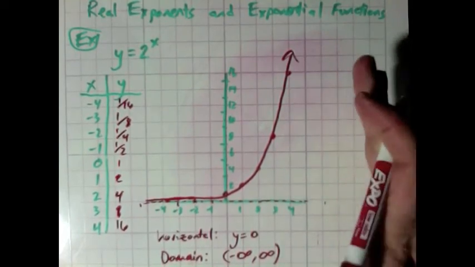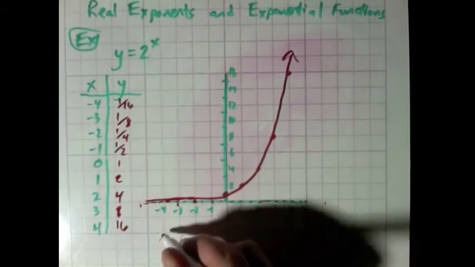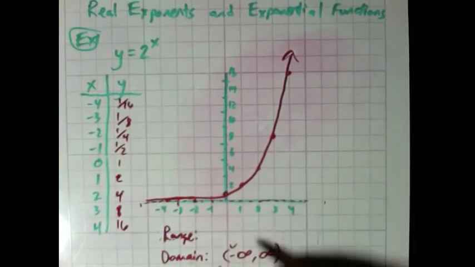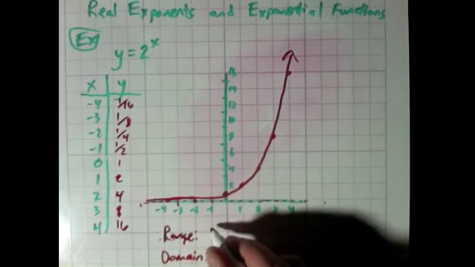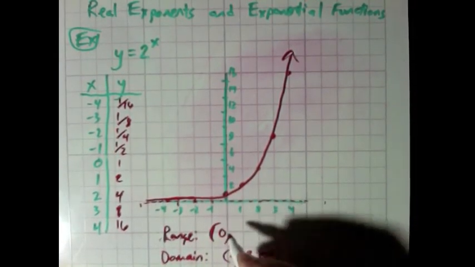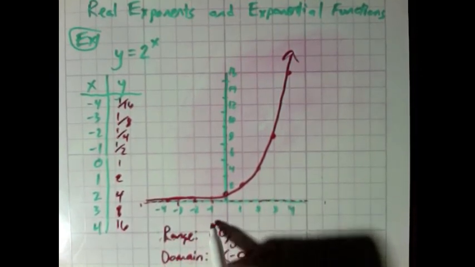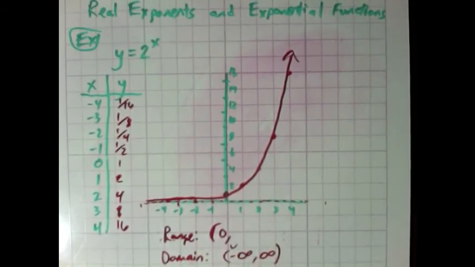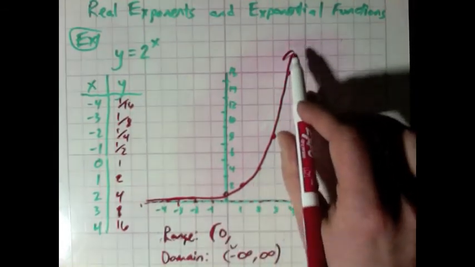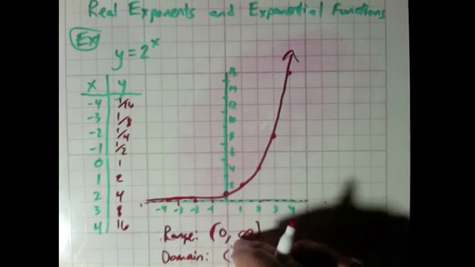And the range, I think we might be running out of room over here on the right side, will be, actually I'll just write it up here. We have values that are approaching 0, but not including it. So I'm going to have an open parenthesis there. So not quite 0. If it included 0, I'd have a square bracket here. But because it doesn't actually include 0, we use an open parenthesis. And it goes all the way up to positive infinity. And range, by the way, represents the possible y values.